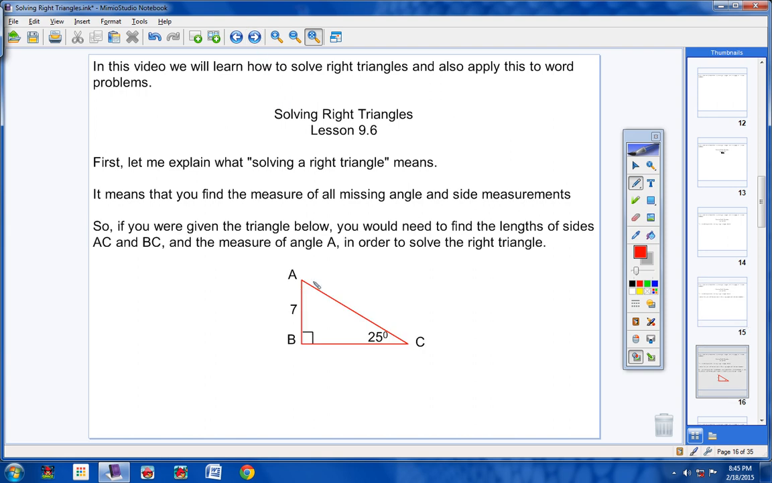So, if you were given the triangle below, you would need to do what? Well, let's see. I'm missing this side and this side. So you would need to find the lengths of AC and BC, right? What else would you need to find? The measure of angle A. It's missing. That is what you would need to do in order to solve the right triangle. Do you see what I'm saying, students?